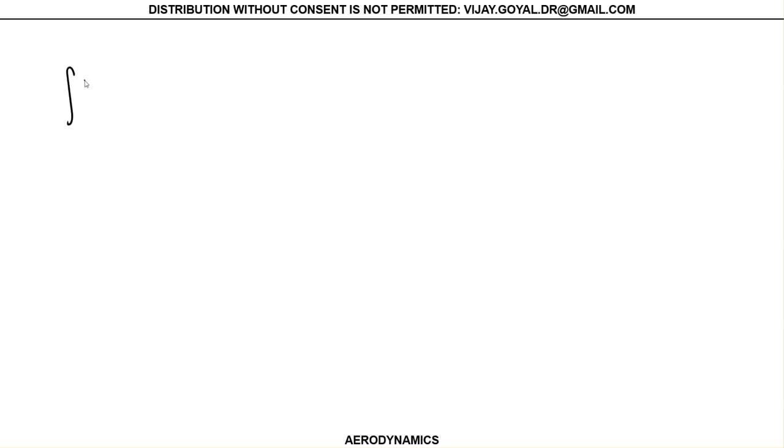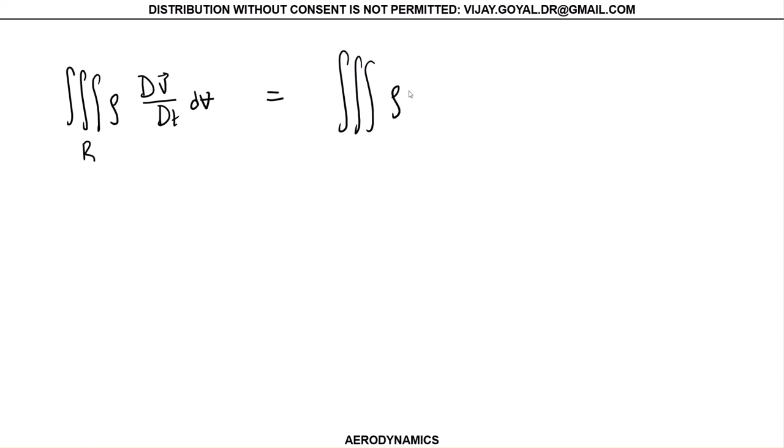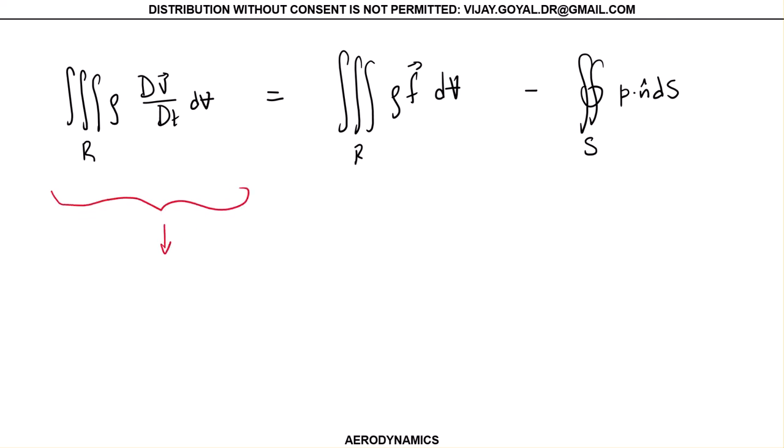This is the triple integral of rho, the total derivative of v with respect to t, dV. This is volume over the total enclosed volume. This has to equal the triple integral of rho times the body force over the volume, minus the enclosed integral over the surface area of pressure times n dot dS. So if we work this side only, this side is actually equal to the following.